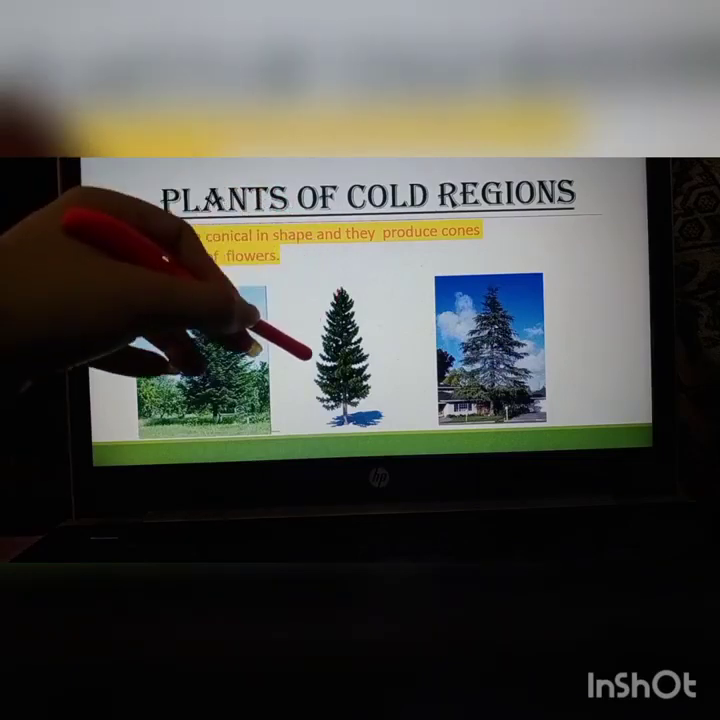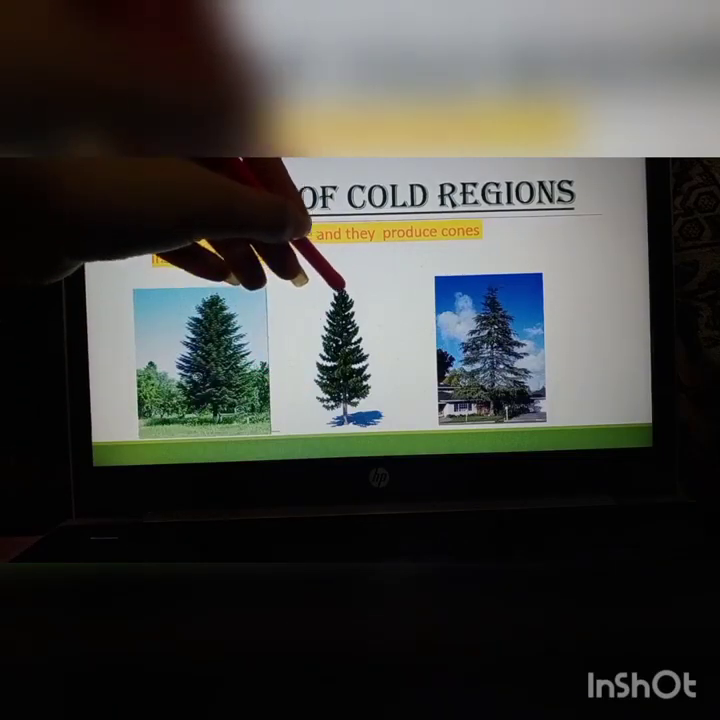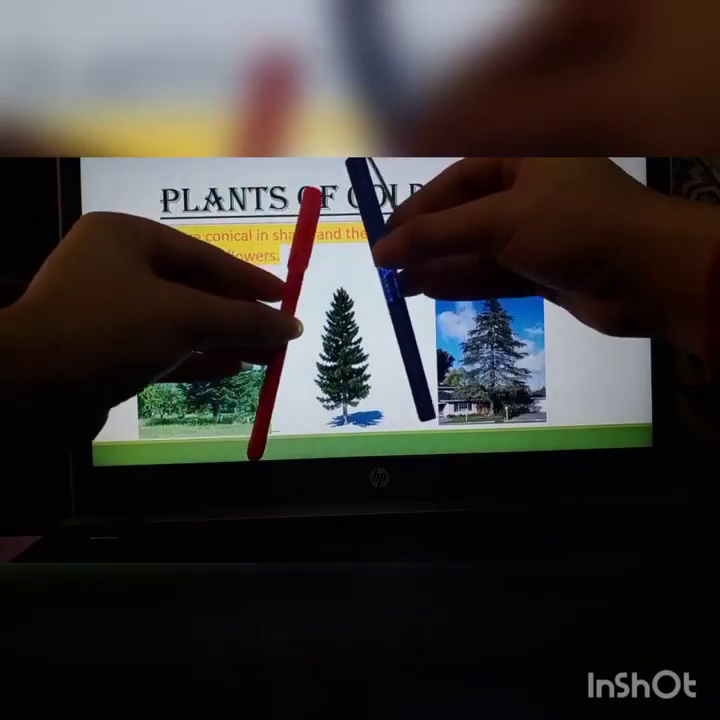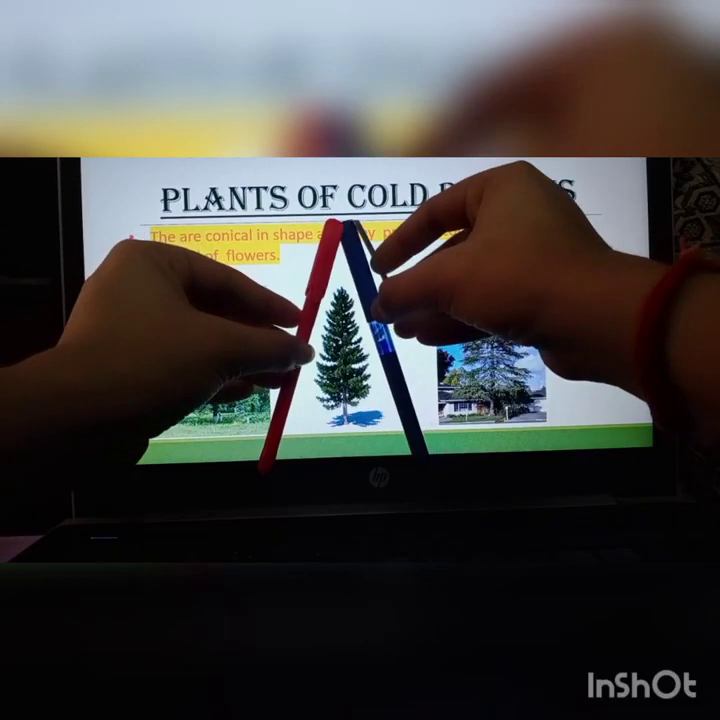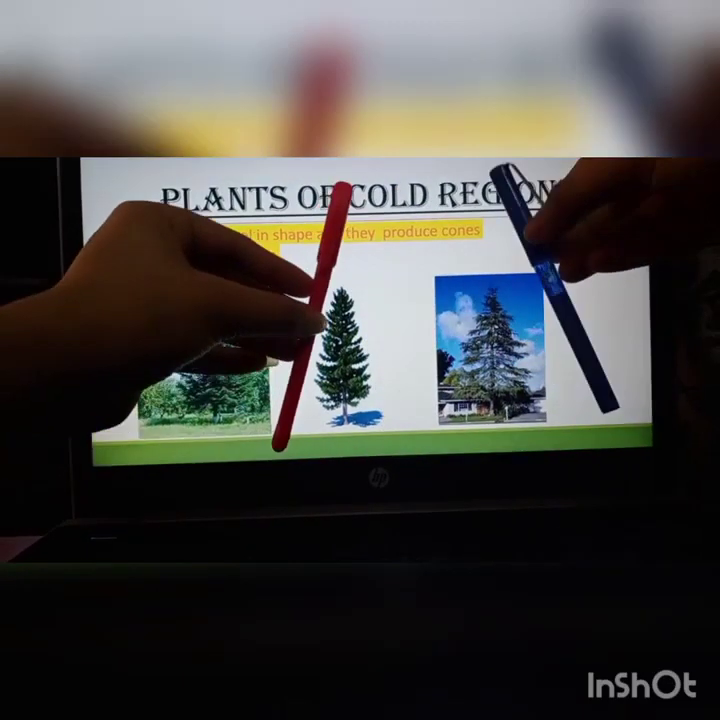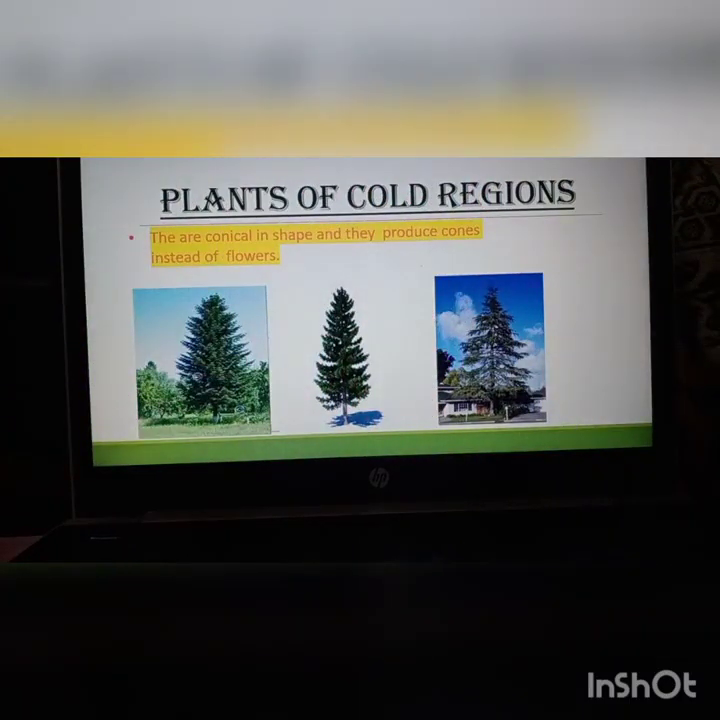This type of shape means narrow at the top and broad at the bottom. This type of shape is called a conical shape. As you can see from this image, this tree looks like an inverted V shape. This shape is called a conical shape. Examples of these trees are the pine tree, Devdar tree and fir. Mostly these types of trees grow in colder regions.